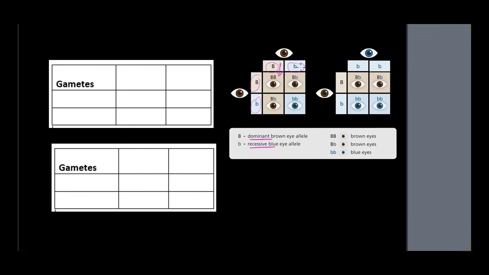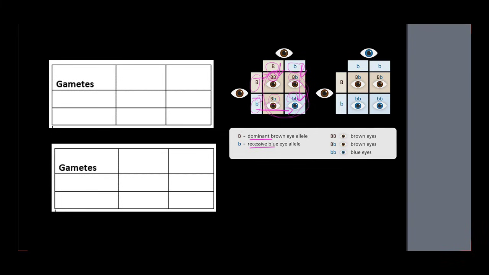So going down to the side, BB it would have been written, and then lowercase b there. So in here it would have been homozygous brown, heterozygous brown, heterozygous brown, and homozygous blue, because there are 2 recessive alleles that have joined there. So these are the possibilities of the offspring.